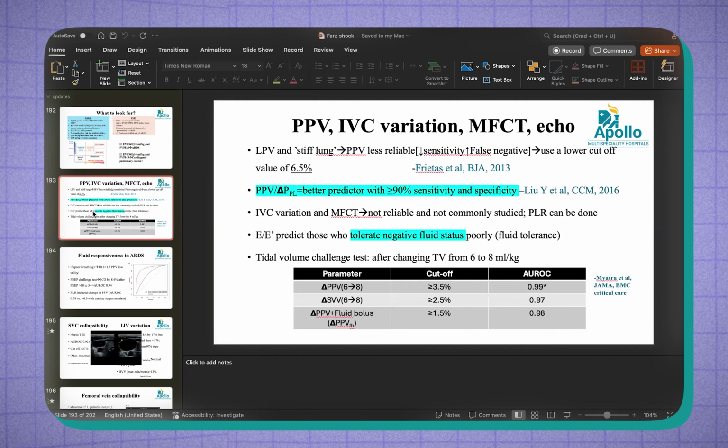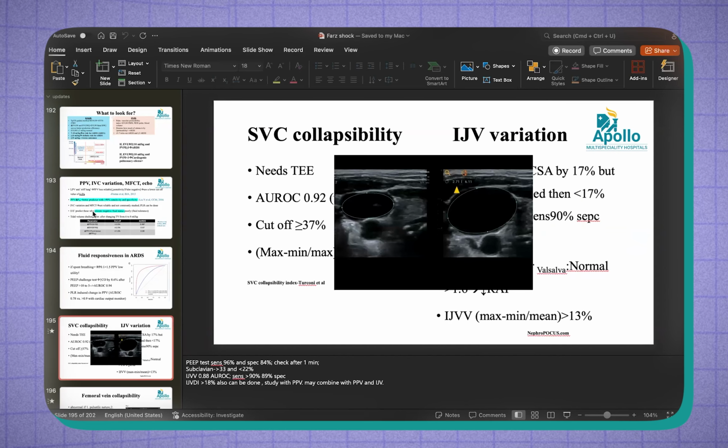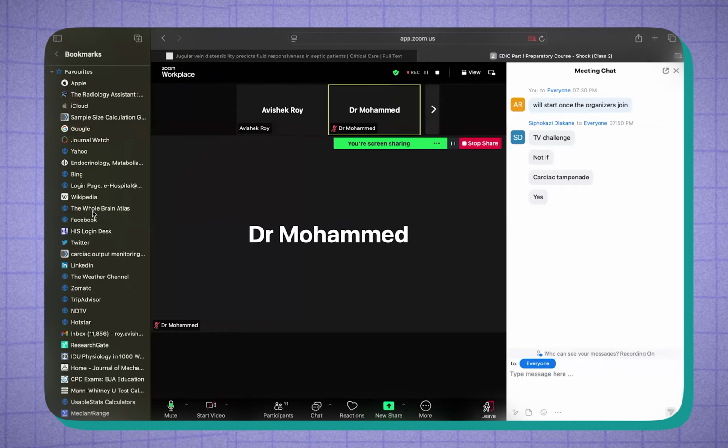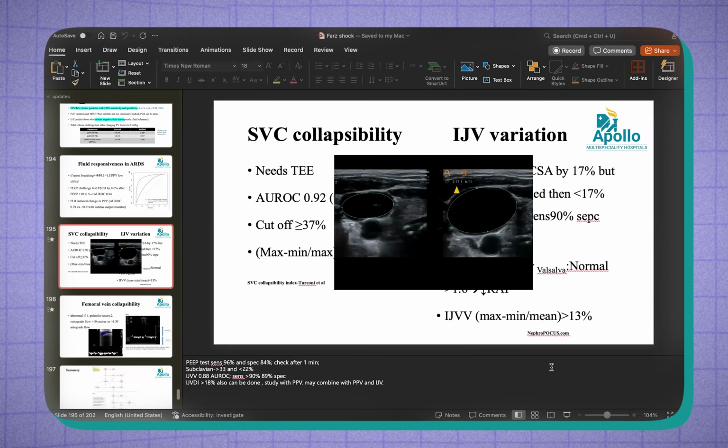What you can do is simply a tidal volume challenge test. For fluid responsiveness, if the patient is spontaneously breathing and the breathing efforts are significant, P0.1 is a measure of the initial neural drive of inspiratory pressure. If it is more than 1.5, then pulse pressure variation has low utility, meaning you don't use it. And wherever the patient is intubated and has an ARDS protocol in situ, you can use a PEEP challenge test to diagnose.